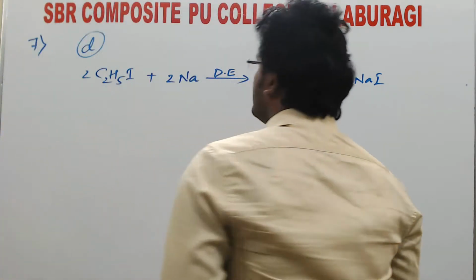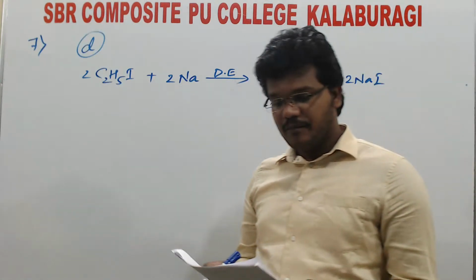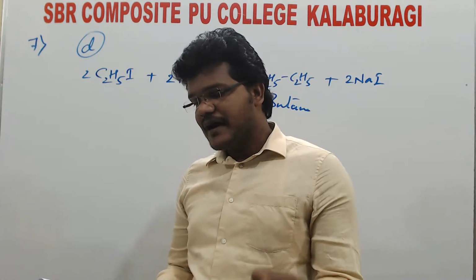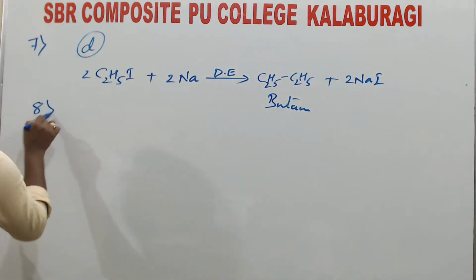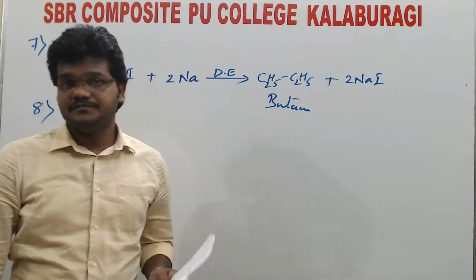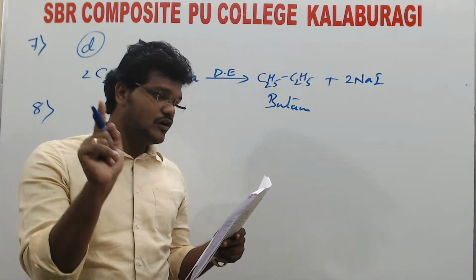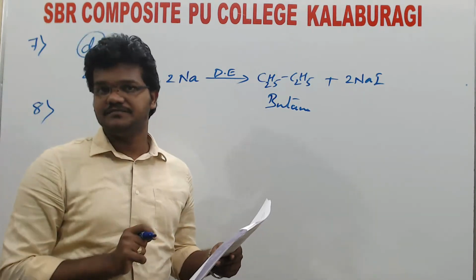Let us go for the next question then. My 8th one. Which of the following is oxidized by KMnO4? I'm talking about 8.1. Option A is methane, option B is pentane, option C is isopentane, option D is neopentane.